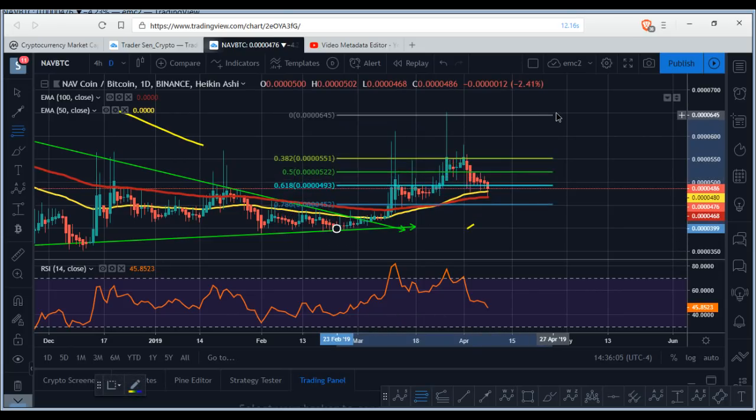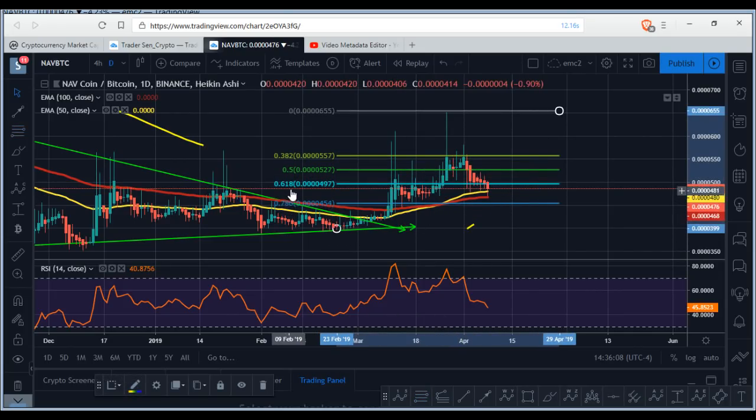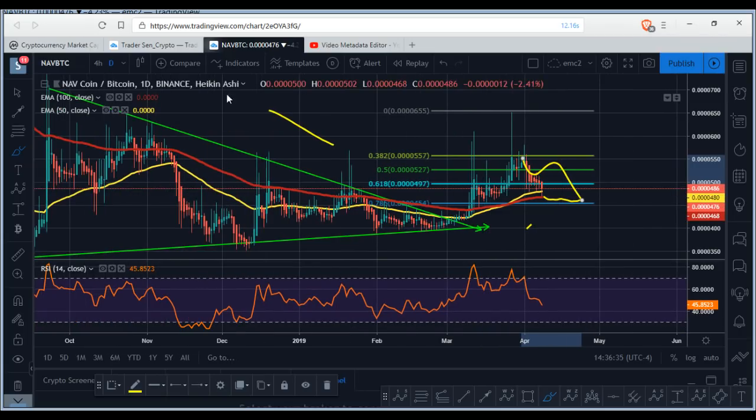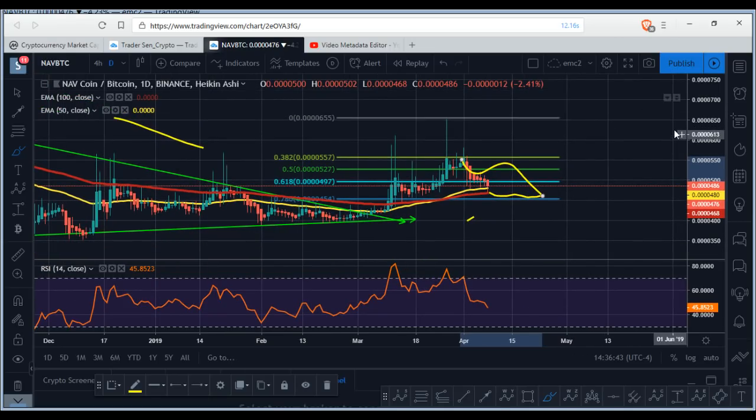Let's see what type of pullback we get. Below 0.618, and then a big support from this area of the 100 MA, not too far away from this 0.786. Just like OneChain, which is almost at 0.786, a nice ABC correction. But let's wait and see what type of correction NavCoin is going to make. Right now the current price of NavCoin is about 470 sats.